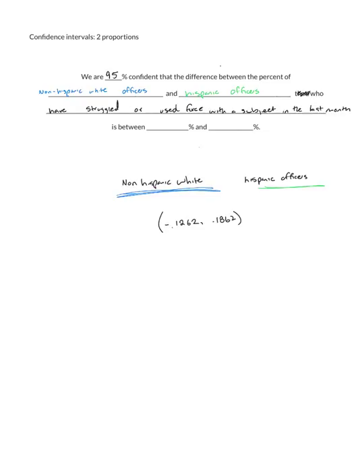is between, and I'm going to put my lower number first and keep that negative, negative 12.62% and 18.62%. So our statement says we are 95% confident that the difference between the percentage of non-Hispanic white officers and Hispanic officers who have struggled or used force with the subject in the last month is between negative 12% and 18%.